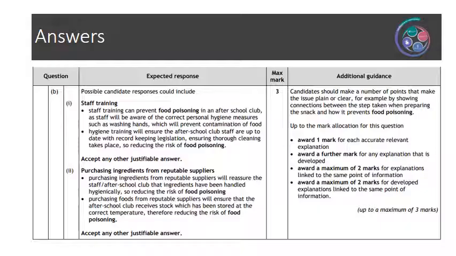Possible responses could be: for 1b, staff training. Staff training can prevent food poisoning in an after-school club, as staff will be aware of the correct personal hygiene measures, such as washing hands, which will prevent contamination of food. Second point, hygiene training will ensure that after-school club staff are up to date with record-keeping legislation, ensuring thorough cleaning takes place, so reducing the risk of food poisoning.